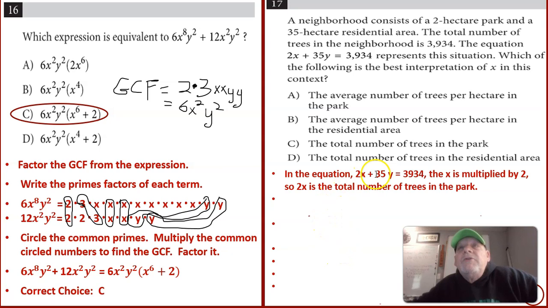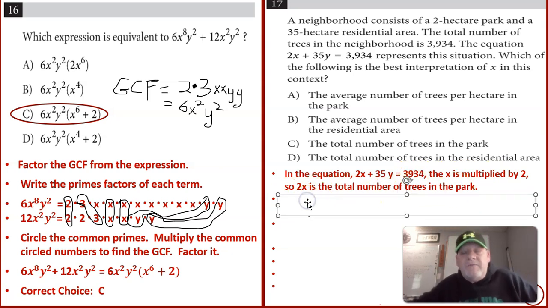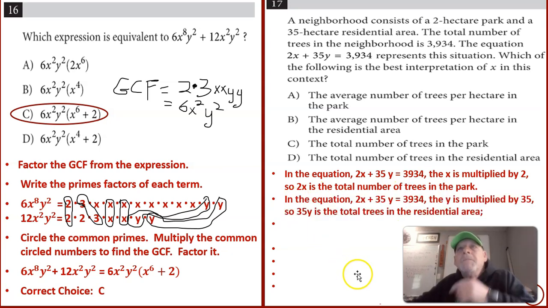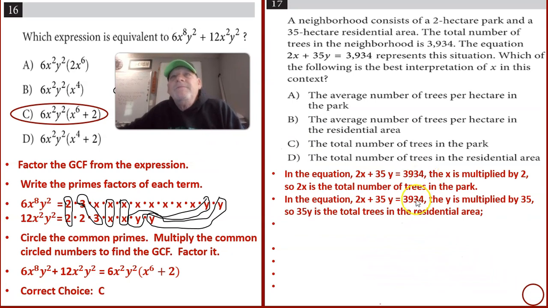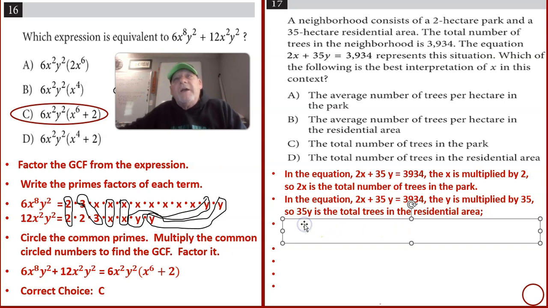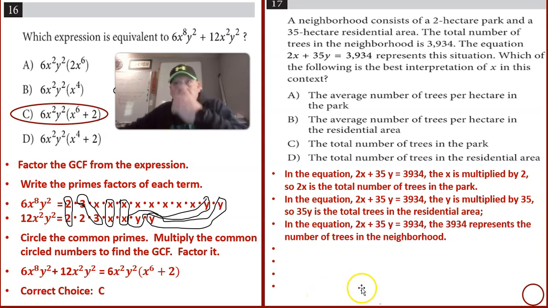So in the equation, 2x plus 35y equals 394, the x is multiplied by 2. So 2x is going to be the total number of trees in the park. I'm just analyzing it right now. And in that equation, 2x plus 35y equals 394, the y is multiplied by 35. So 35y is the total number of trees in the residential area. In that equation, the 394 represents the number of trees in the neighborhood.